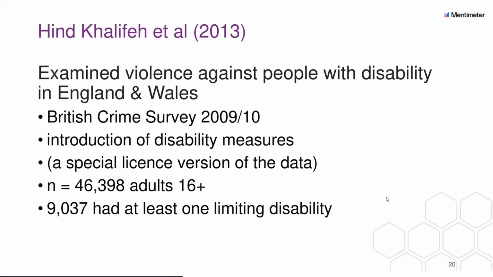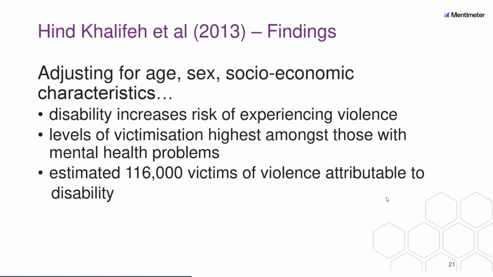So looking at how this was used is a paper by Hind Khalifa et al. It looked at violence against people with disability using the British Crime Survey 2009-10. So where there was an introduction of disability measures, and there was a special licensed version of the data. So there were 46,500 adults and 9,000 had at least one limiting disability. And what that found was disability increases the risk of experiencing violence, and the levels of victimization were highest amongst those with mental health problems.